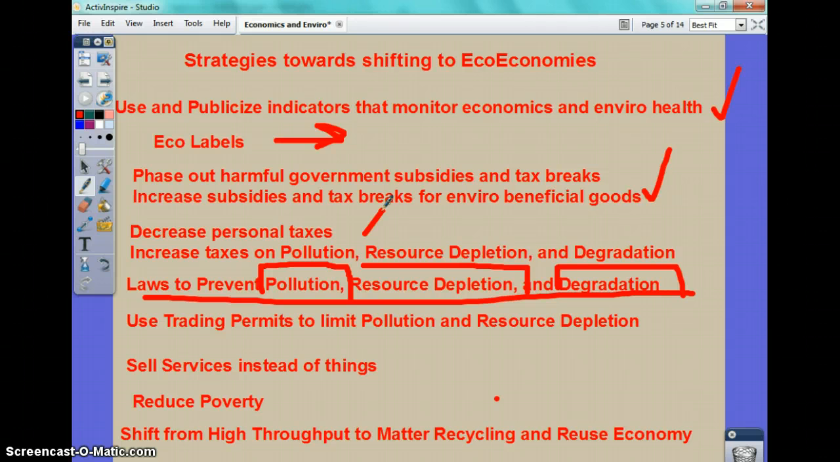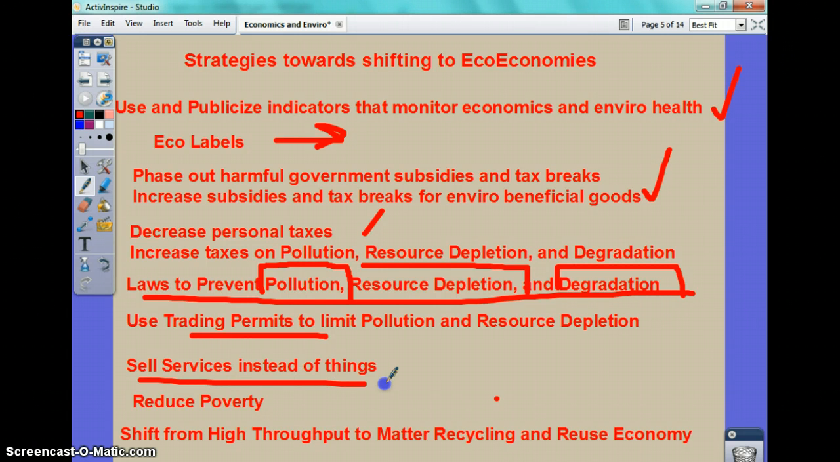All right, use trading permits to limit pollution and resource depletion. Although this is probably not a 100% shift, trading permits means if I produce an excess amount of pollution and another company doesn't, I could trade with them so I could produce a little more. It's still limiting the amount generally produced, so that's kind of good.